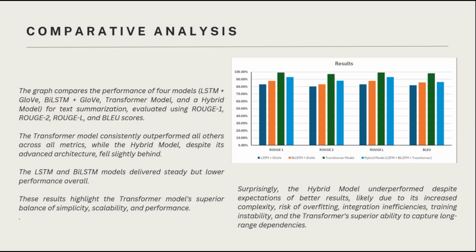Our study concludes the transformer model has a superior ability to capture long range dependencies in text, making it the most efficient and effective choice for text summarization tasks. The model's efficiency and performance sets it apart from other complex hybrid models.